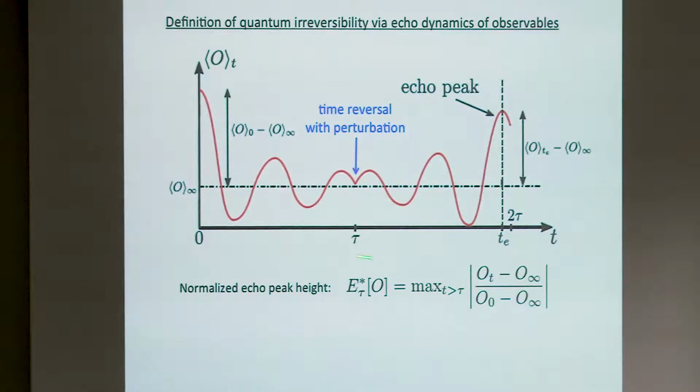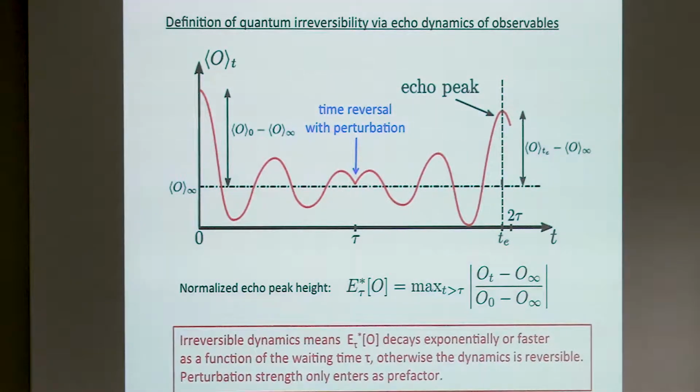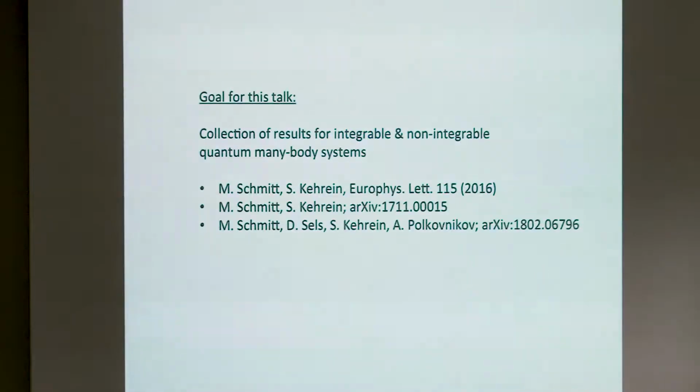So anyway, after paying our dues, this is the quantity that we looked at, the normalized echo peak height, and we are asking the question, how does this thing decay as a function of tau? And what we define as irreversible dynamics is that this object decays exponentially or faster as a function of the waiting time. Otherwise, we call the dynamics reversible. And the perturbation strength only enters as a prefactor. It doesn't affect the rate with which this thing decays. Okay, so this is our definition of irreversibility.